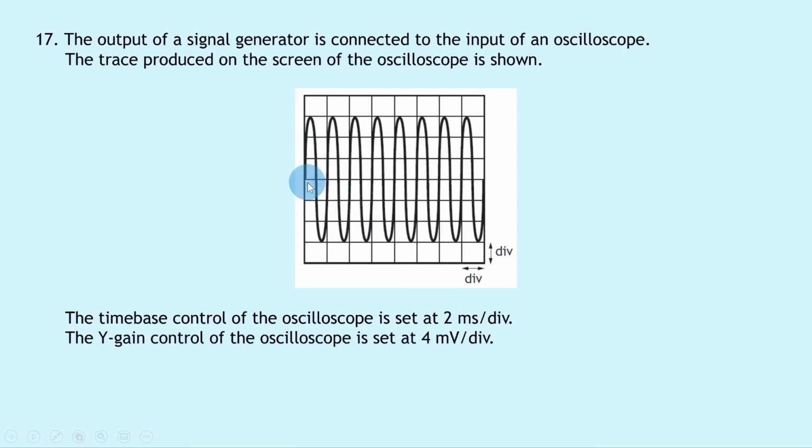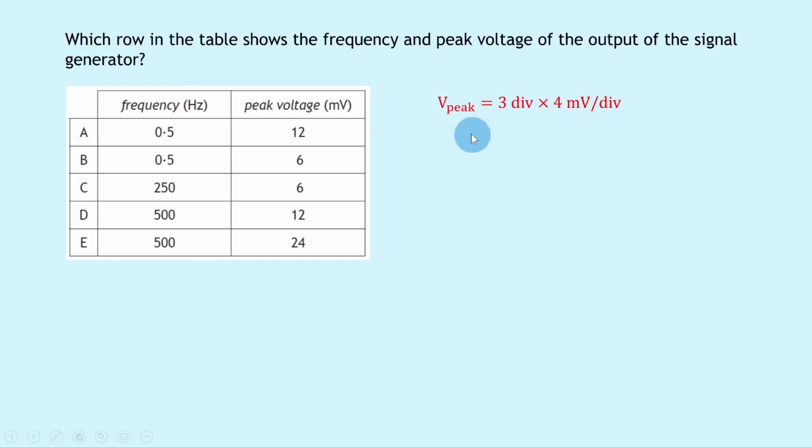So if we count up the amplitude from the axis to the crest here, we've got 1, 2, 3 boxes or 3 divisions, which means to find my peak voltage I can do 3 divisions times the 4 millivolts per division, which was the setting on the Y-gain, and you'll see that the divisions will cancel out because we have divisions divided by divisions, and this leaves us with 3 times 4 millivolts, which is 12 millivolts. And that means the answer is either going to be A or D here, so we can eliminate B, C and E.